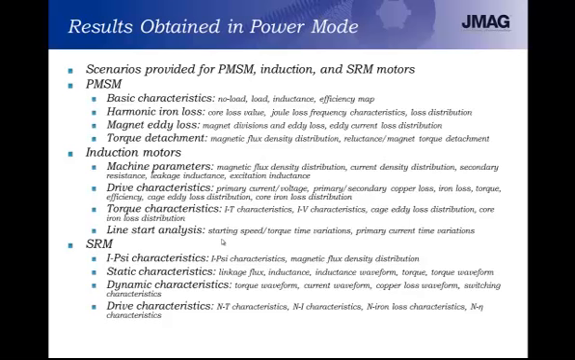For a switch reluctance machine, we can look at an I-psi characteristic, magnetic flux density distribution, linkage flux, inductance waveform, torque, and torque waveforms. We can also do dynamic characteristic analyses on torque waveforms, current waveforms, copper loss waveforms, and switching characteristics. Finally, we can see drive characteristics such as speed versus torque characteristics, speed versus current characteristics, speed versus iron loss characteristics, and speed versus efficiency characteristics.